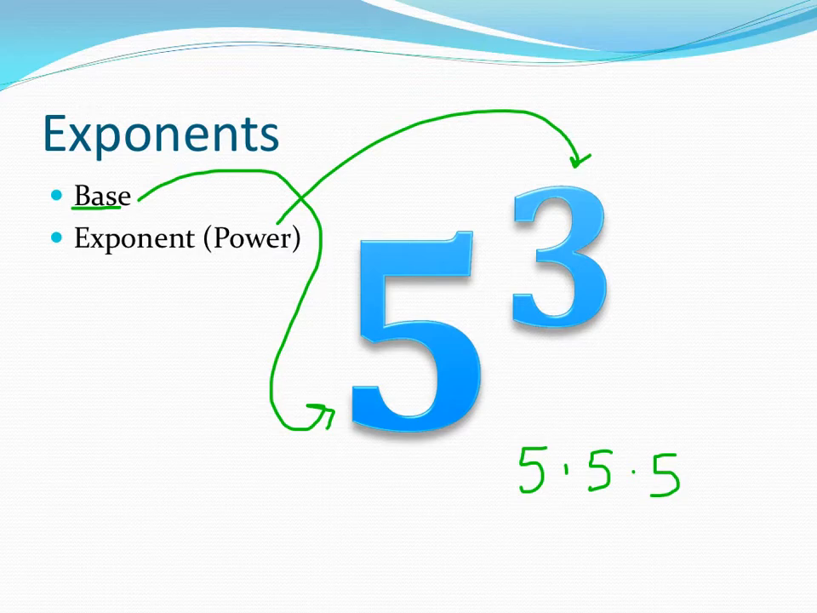The most common mistake I see here is people saying this is 3 times 5. That is incorrect. What we're looking at here is a number times itself, 3 times in this case. So today we're going to look at this idea of powers, talk about the base, talk about exponents, and talk about expanding and condensing powers.